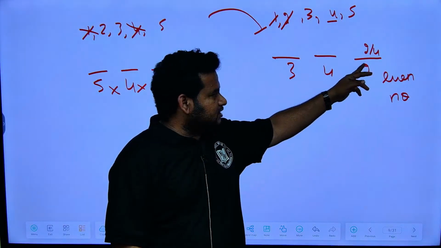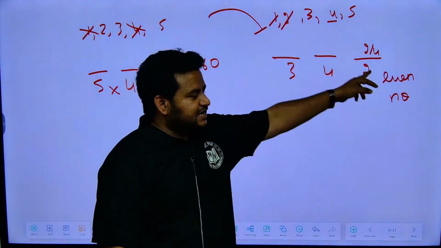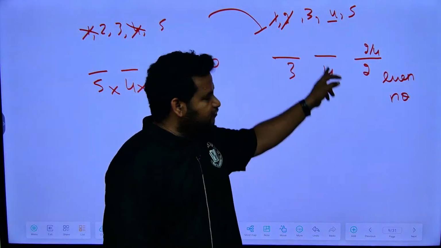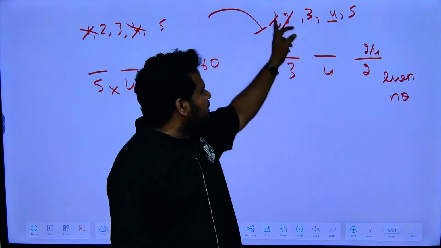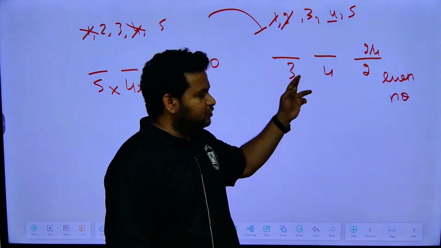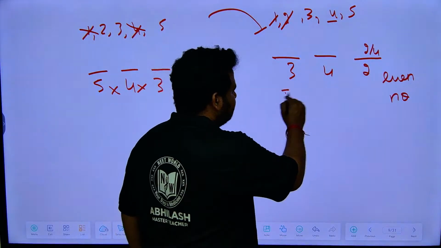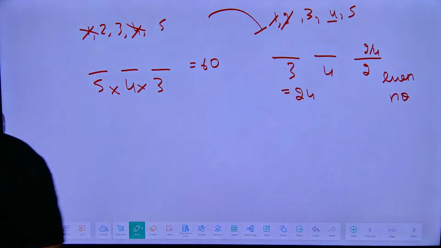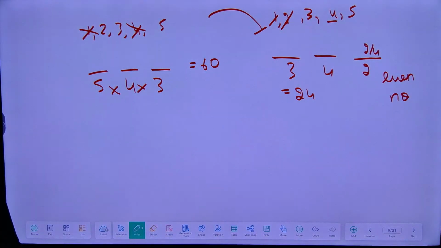Either 2 can come or 4 can come. Suppose 2 is selected here. Remaining numbers are 1, 3, 4, 5. So any of the 4 numbers can come. Now 1 is selected, 3 numbers are there, so any of the 3 numbers can come. So that is 3 fours are 12, 12 twos are 24. Understood everyone how it is coming? Please make a note of it. It is important. Ending with even number, that is if you want an even number.